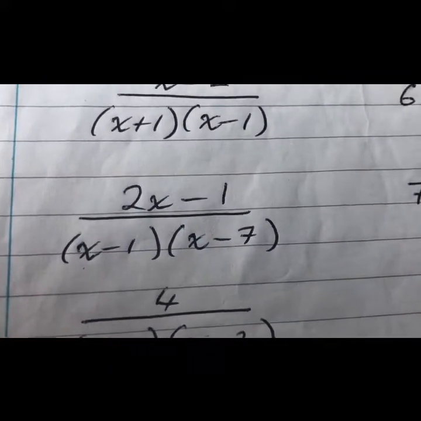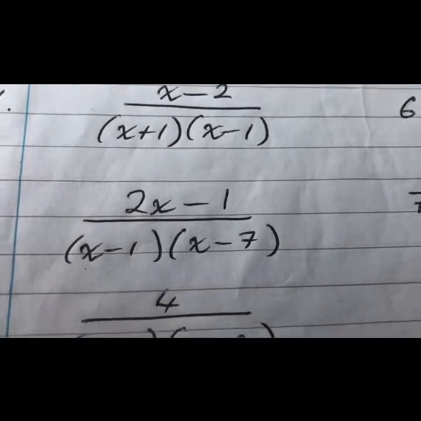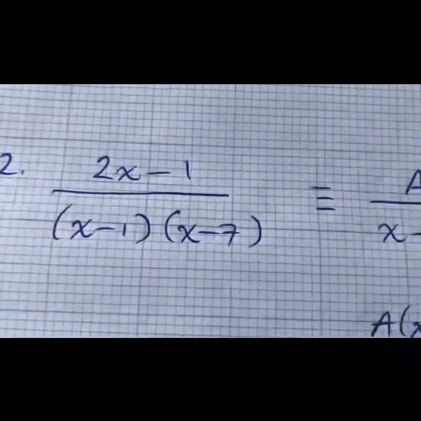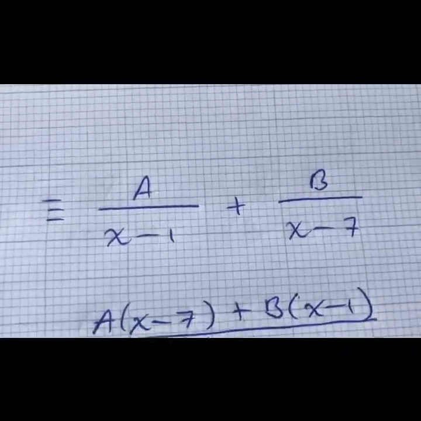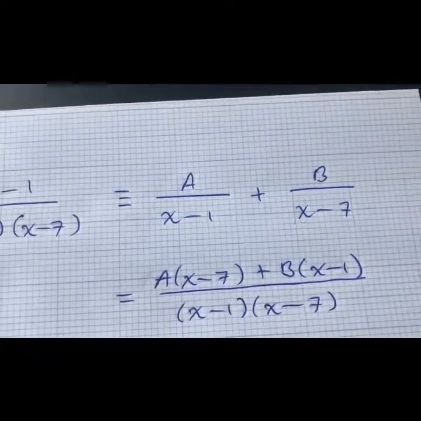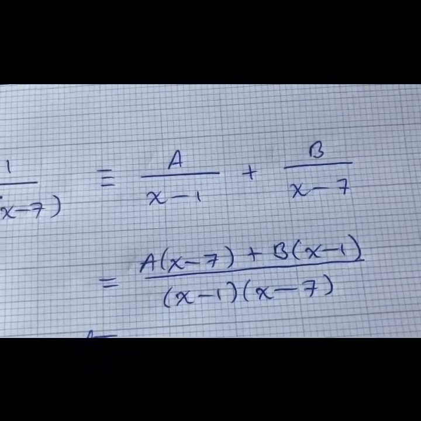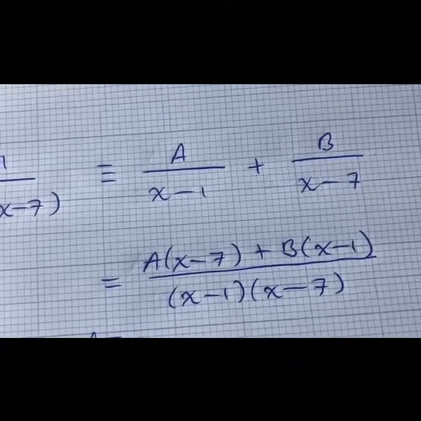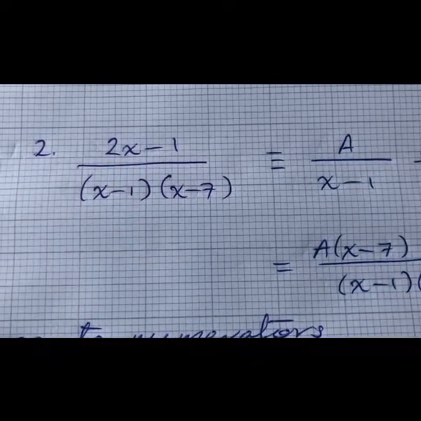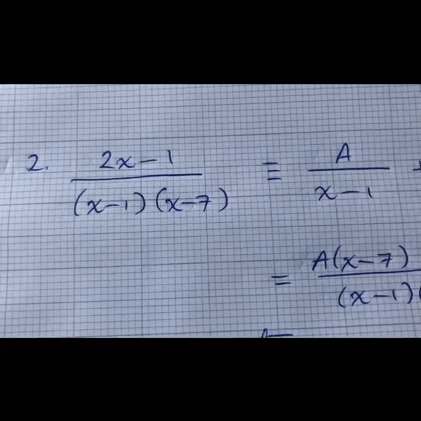Okay, example 2 on the sheet is similar, but we start with 2x minus 1 over x minus 1 times x minus 7. And again, the important thing is we write it in the type of form that we expect to get the answer. In other words, sums of that form, a over x minus 1 plus b over x minus 7. We don't know the a and the b yet, but we will find them. But sums of that form will give us single fractions like that, where the denominator is x minus 1 times x minus 7.